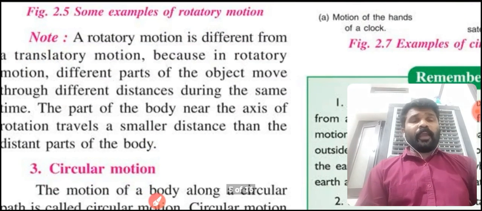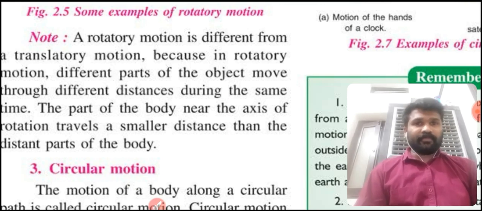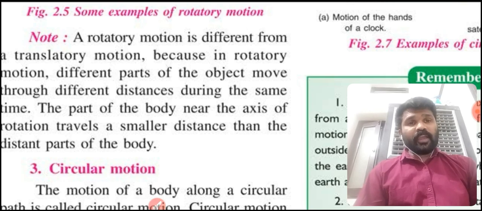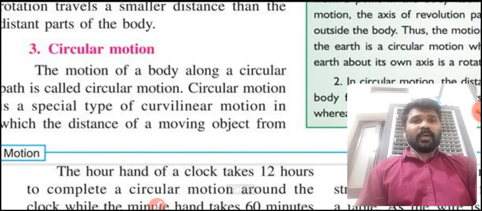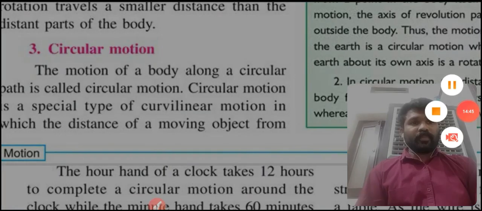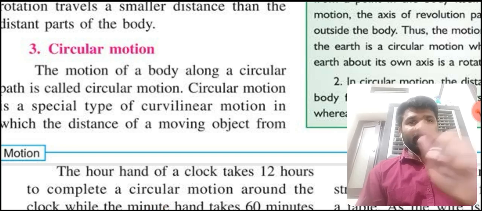Note, a rotatory motion is different from a translatory motion because in rotatory motion, different parts of the object move through different distances during the same time. The part of the body near the axis of rotation travels a smaller distance than the distant parts of the body. Now, third type of motion, that is circular motion.